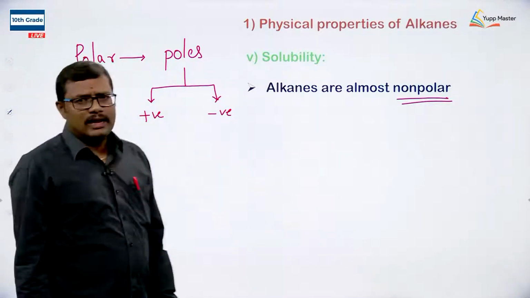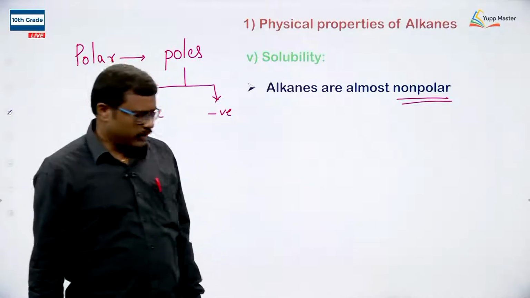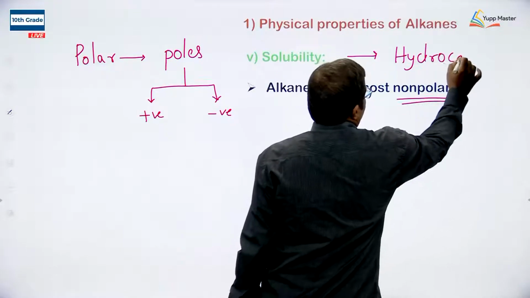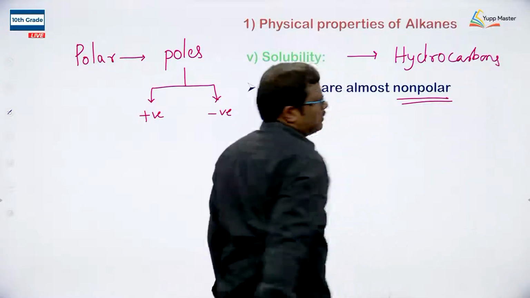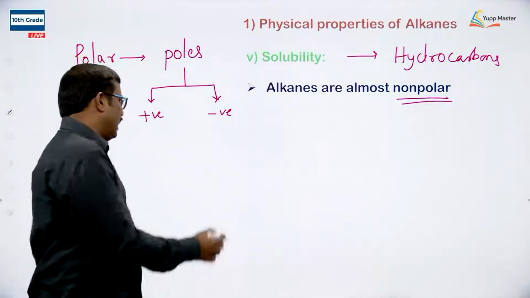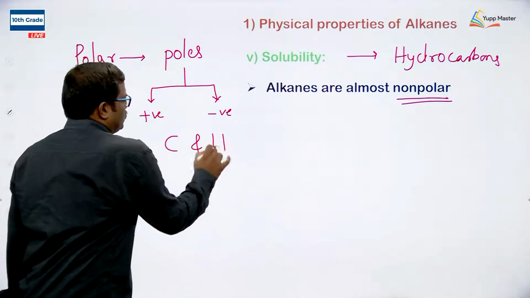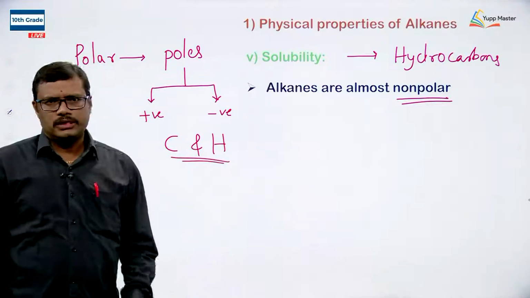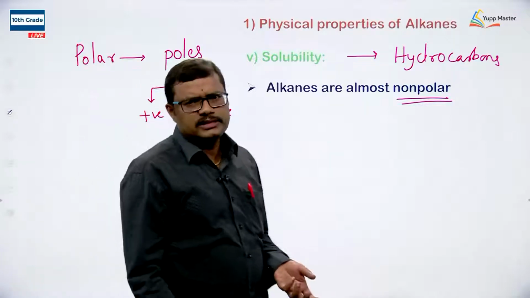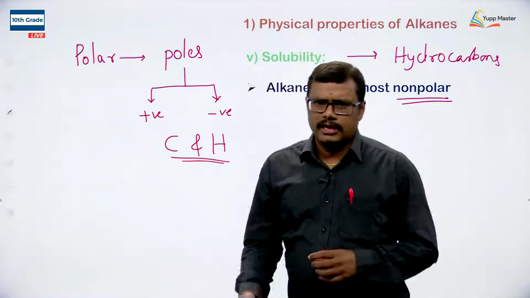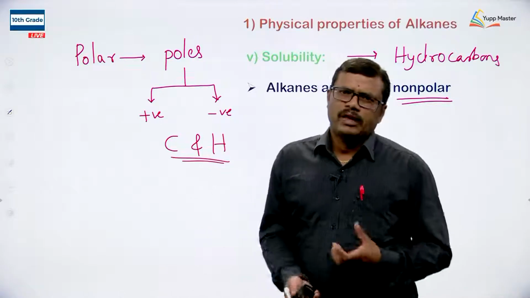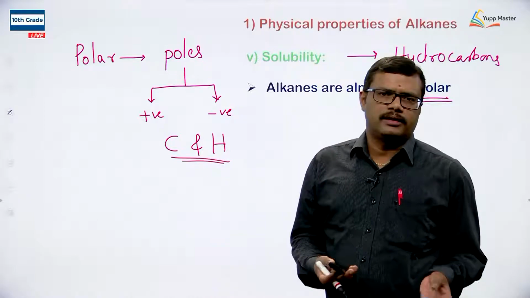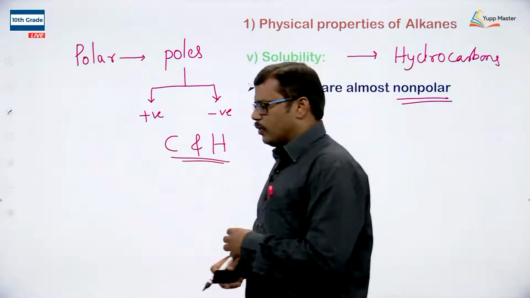Why are the alkanes non-polar? Because alkanes we call hydrocarbons, saturated hydrocarbons. What are the components present in alkanes? Carbon and hydrogen, both are present. When you compare the electronegativity of carbon and hydrogen, it is approximately the same. We can take the electronegativity of carbon and hydrogen as the same. When the electronegativity of carbon and hydrogen is the same, we cannot expect the withdrawal of electron density from one another.